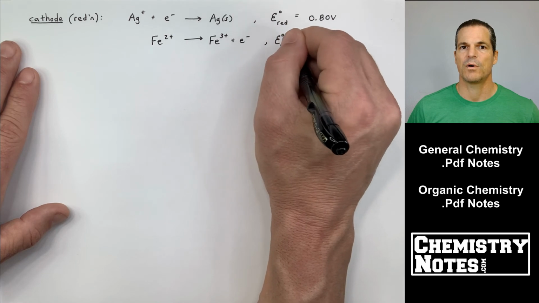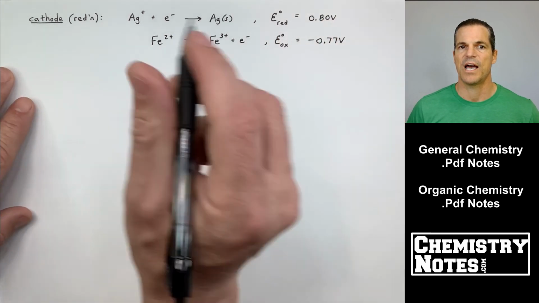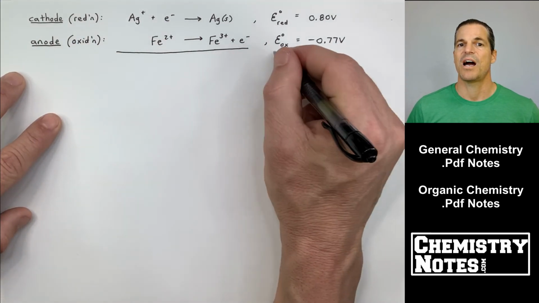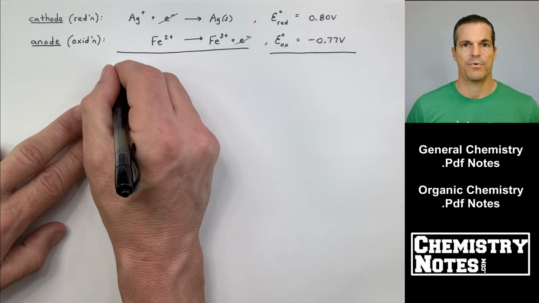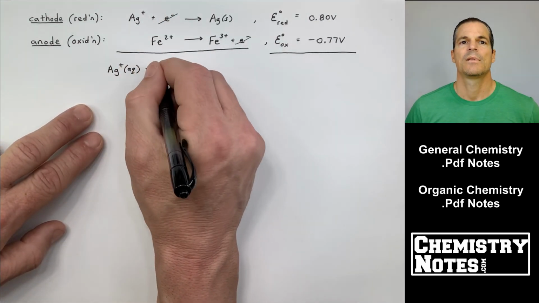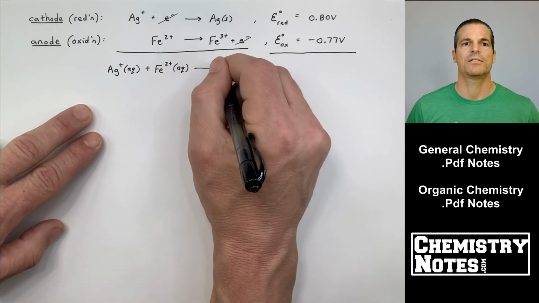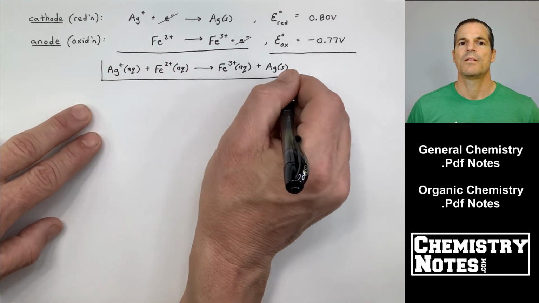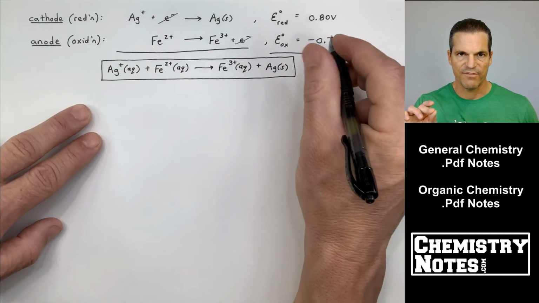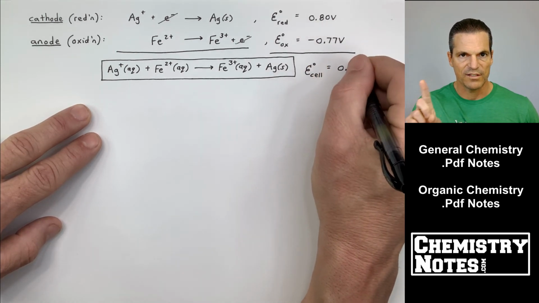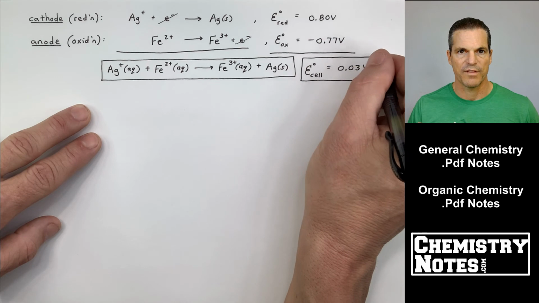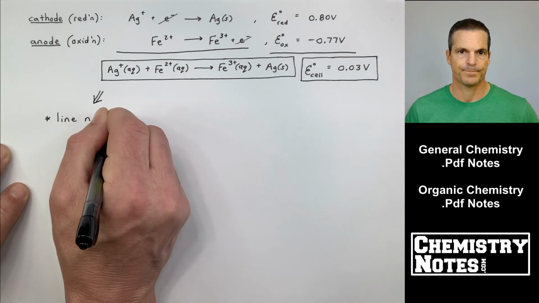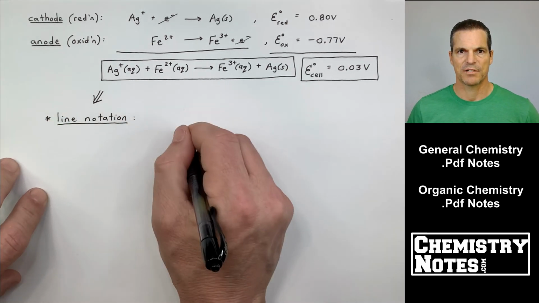And I flipped this one from the way it was given to me originally. I flipped the iron one. So it's now Fe2+ yields Fe3+ plus e-. And my oxidation potential is negative 0.77 volts because I flipped it. Summarizing everything, I get to eliminate the electrons. Ag+ plus Fe2+ yields Fe3+ plus Ag solid. Thinking ahead here, you see how we only have Fe2+ and Fe3+, no Fe solid? We're going to need a platinum electrode for that. So my overall cell voltage is a meager 0.03 volts. This reaction is not generating much electricity for us.